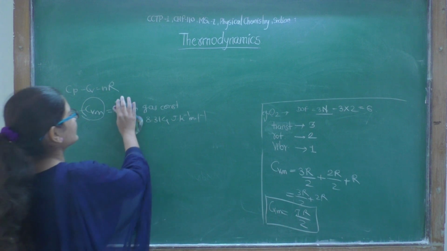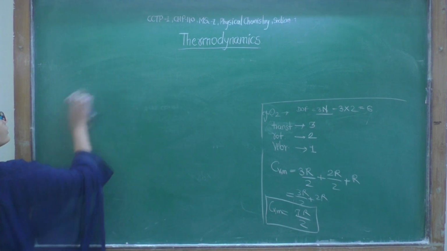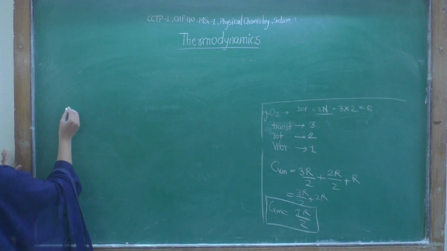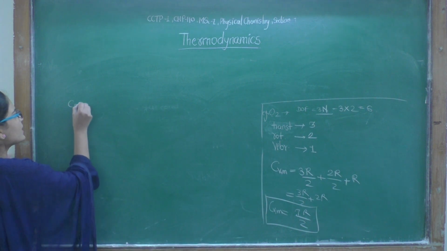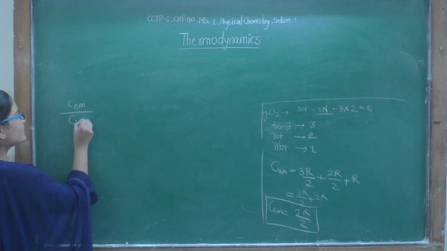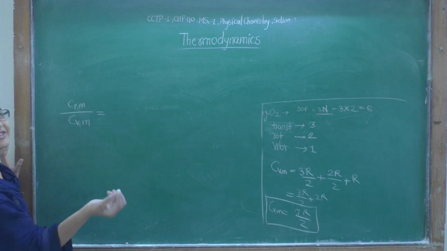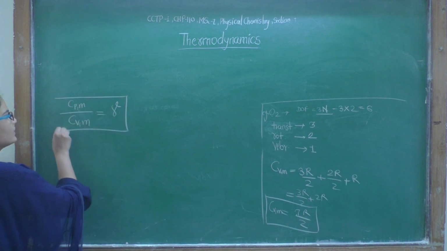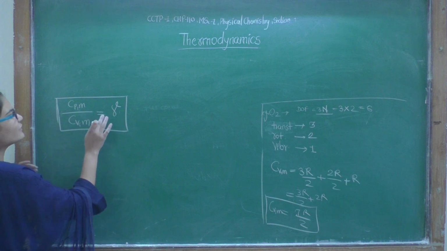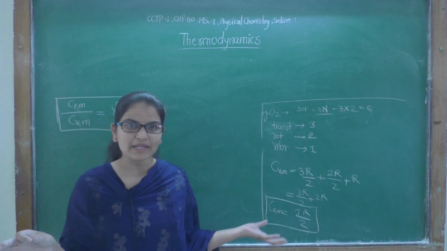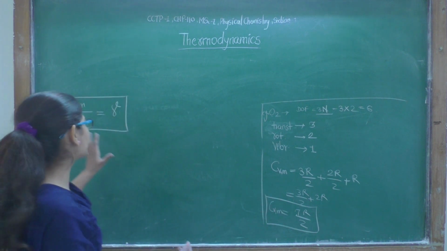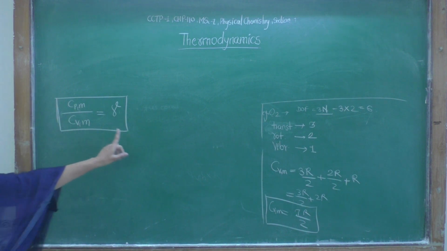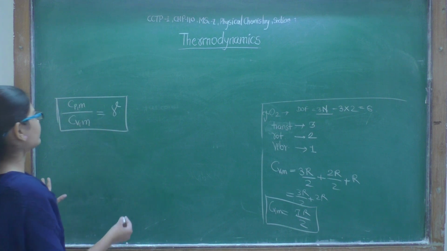So we will get the value of Cpm also. Now we have the value of Cvm, we have the value of Cpm, then Cpm upon Cvm is the special thing. It is called gamma. This is also very important when we will start adiabatic changes. At that time, this is a very important thing. Cpm by Cvm is equal to gamma.